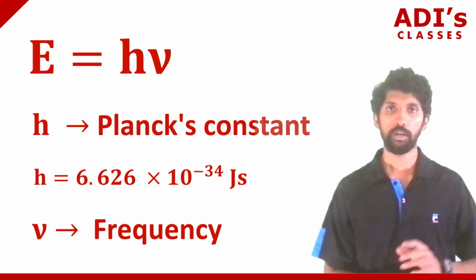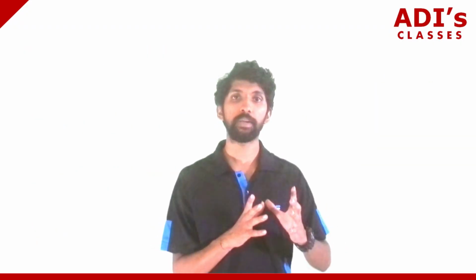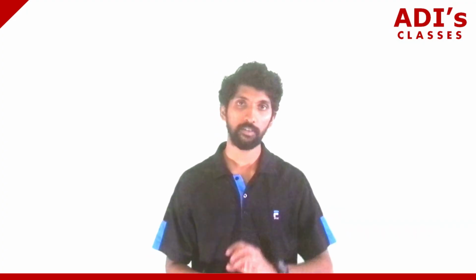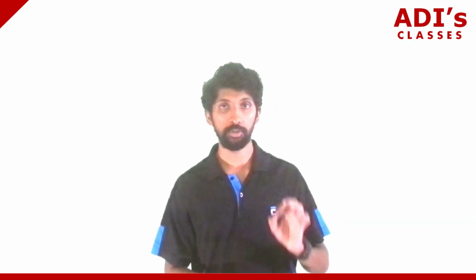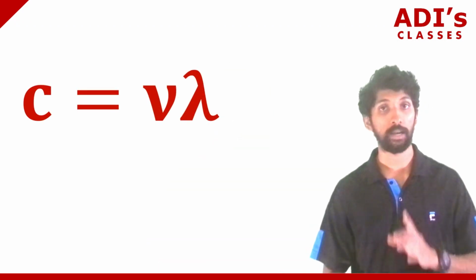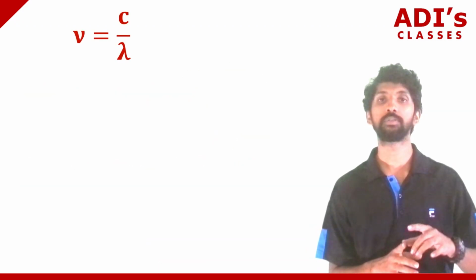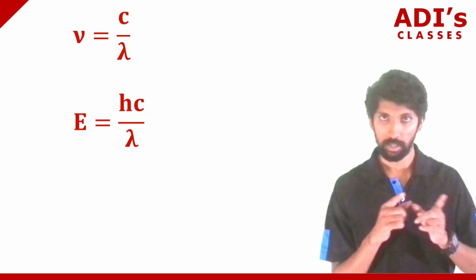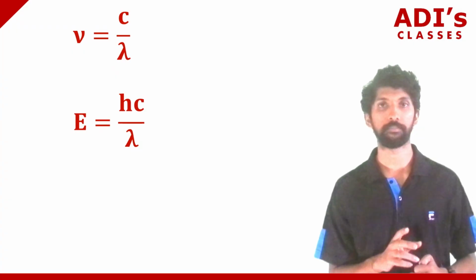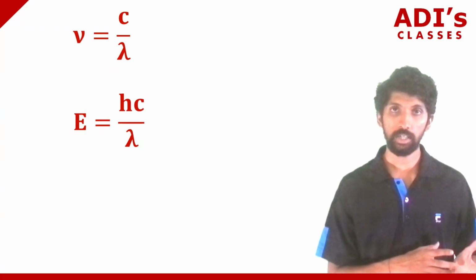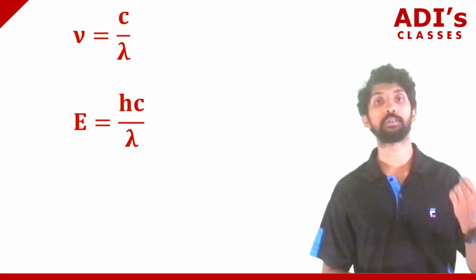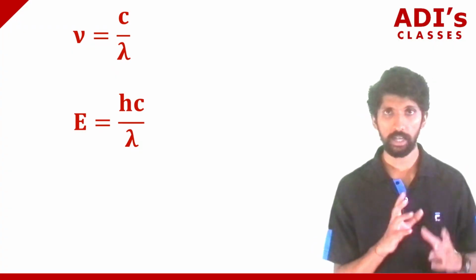Now see, light behaves both as a particle as well as a wave, correct? So it should have the wave property. Since we have nu, the frequency, we have c is equal to nu into lambda, where lambda is the wavelength. So nu is equal to c by lambda. When we substitute that, we get E is equal to hc divided by lambda. So this is the energy of the photon. Either we can use E equals h nu or E is equal to hc by lambda.